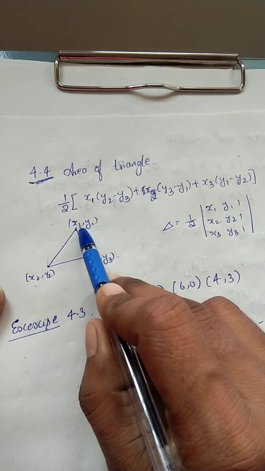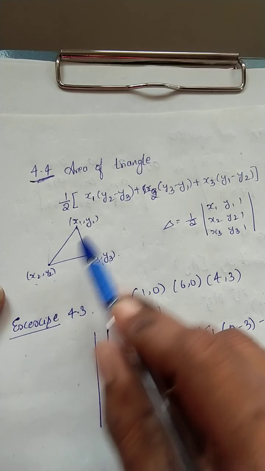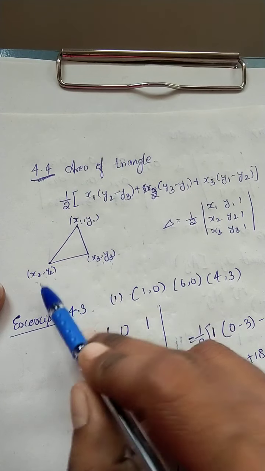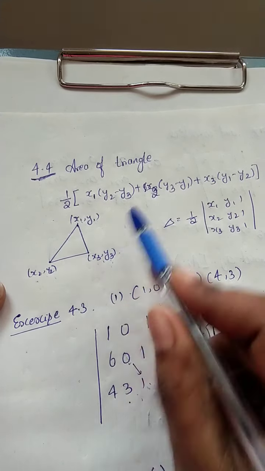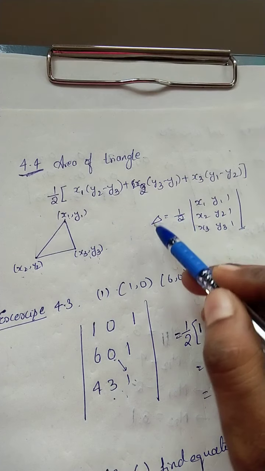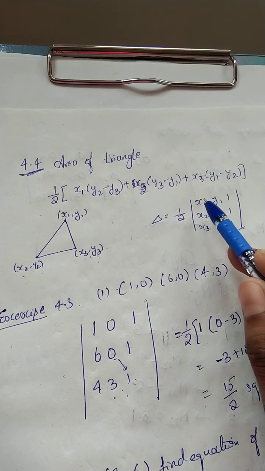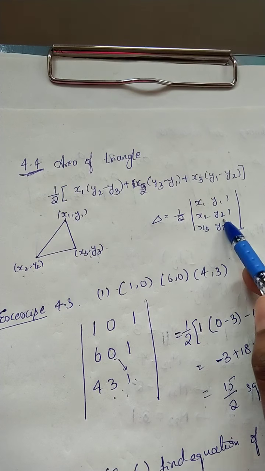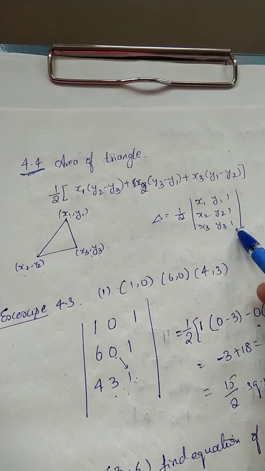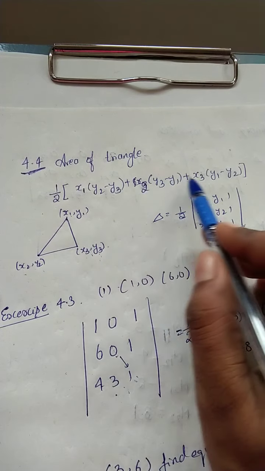So we will take half of x1 into (y2 minus y3) plus x2 into (y1 minus y3) and x3 into (y1 minus y2). That formula can be written in determinant form: half into the first point, second point, third point. So first point x1 y1, x2 y2, x3 y3, and the third column value will be 1. If you solve this determinant, you will get the same formula.